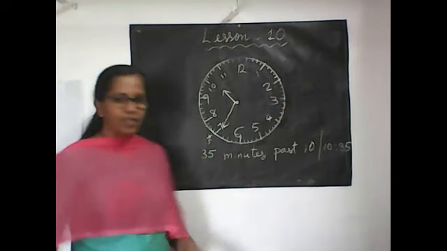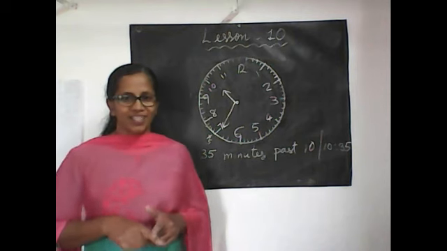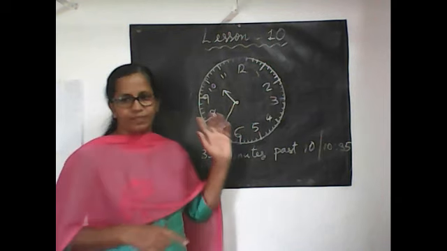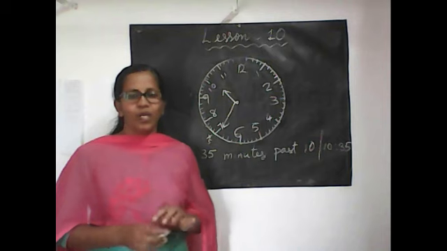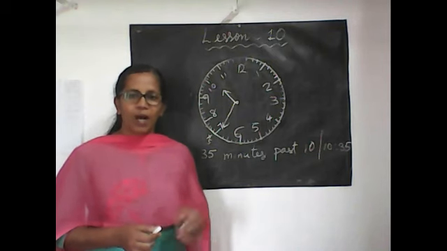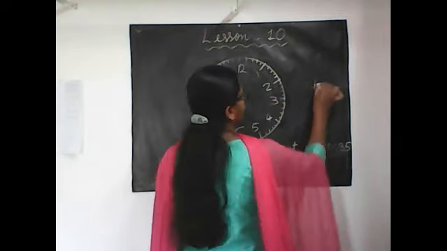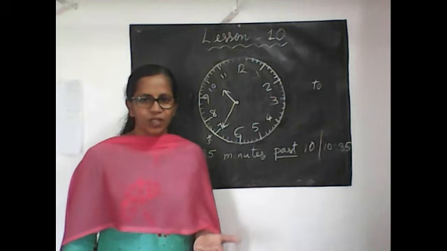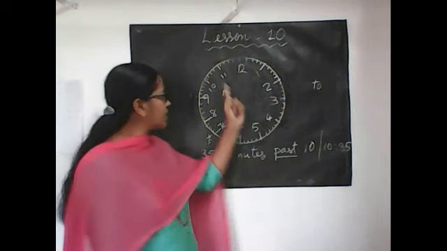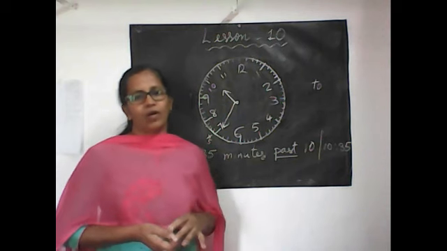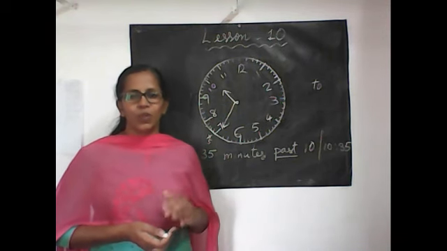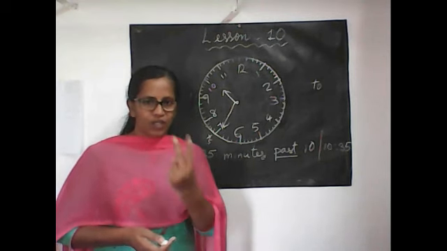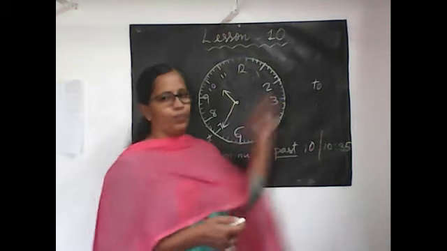Here, one more thing you have to learn is that if the minute hand has moved more than 6, we usually say not past, we use the word to. Instead of past, we use the word to. It is because it is nearing the next hour, that is, most nearing 11 o'clock. So we can tell the time using two words, past or to.